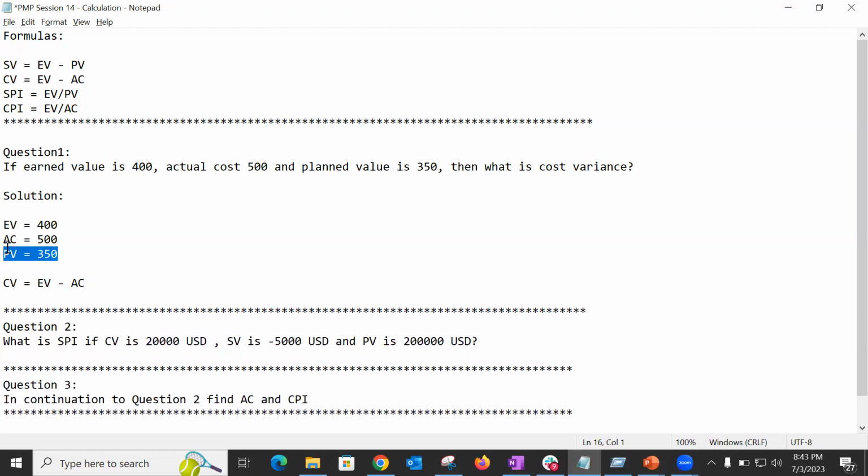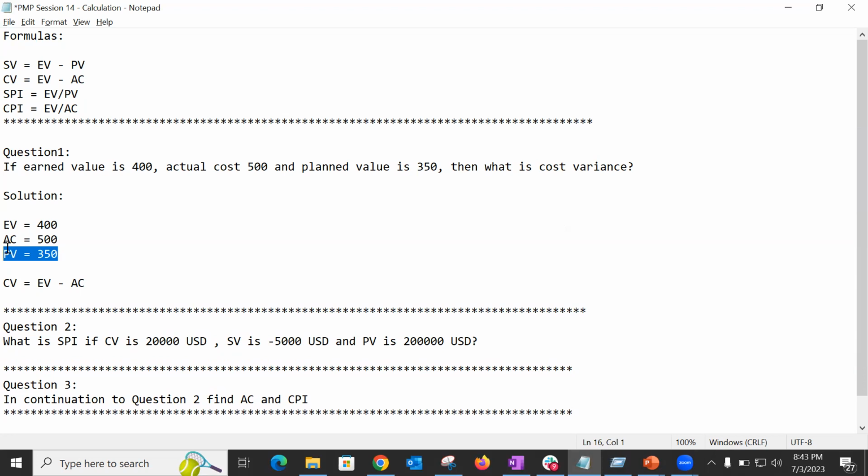Like I said, the exam will be giving you this kind of noise in the questions. The question will be a pretty long question, maybe a big story. A user goes to a market and buys some stuff, and earned value is this, blah, blah, blah, or the PM is doing a project and the actual cost is this, and all that story will be given.